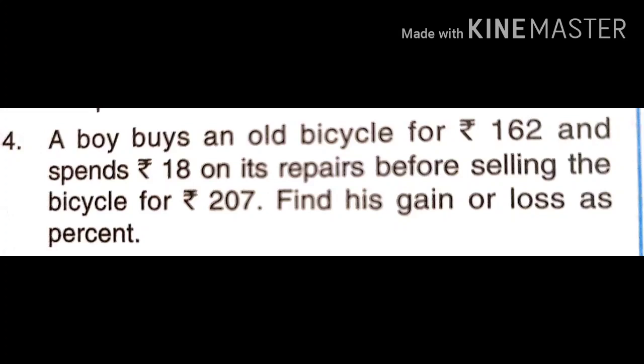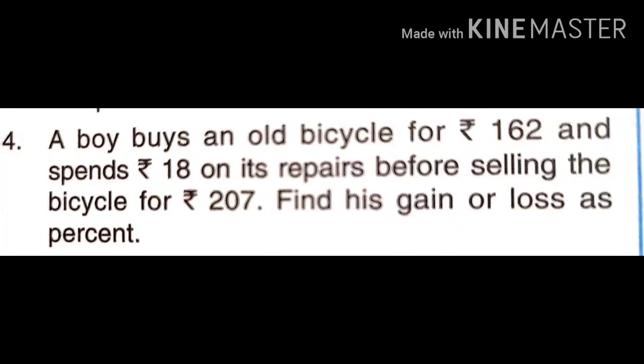Okay. Question number 4: a boy buys an old bicycle. Buys means cost price, for rupees 162, and spends rupees 18 on its repair. Old bicycle is there, cost is 162, and on its repairing rupees 18. Rupees 18 on its repairing means overhead, means the total money he spends on the bicycle is the actual cost price, and he is selling the bicycle for how many rupees? 207. So in this case what do we have, gain or loss?